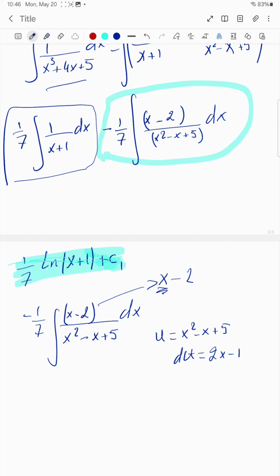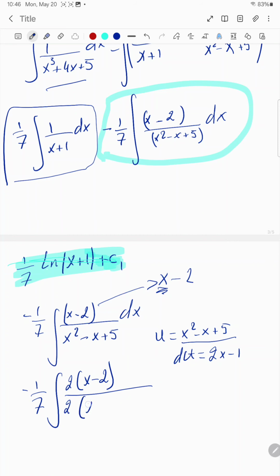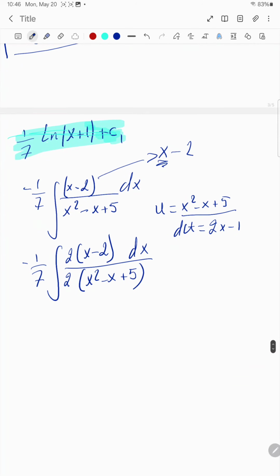It's easy. I multiply the numerator and the denominator by 2, as if I multiplied by 1, and 1 is a neutral number of multiplication, as if I did not do anything. So I can take my u equal to this. So that integral, minus 1 over 7, I can do 2 times x minus 2 divided by 2 times x squared minus x plus 5 dx. So 2 divided by 2 is 1, as if I did not do anything.